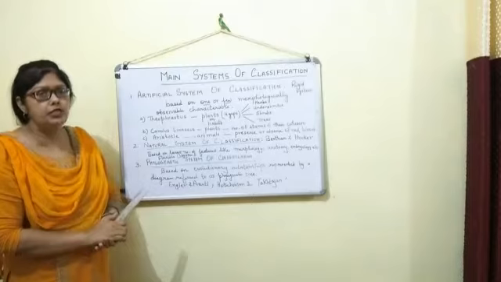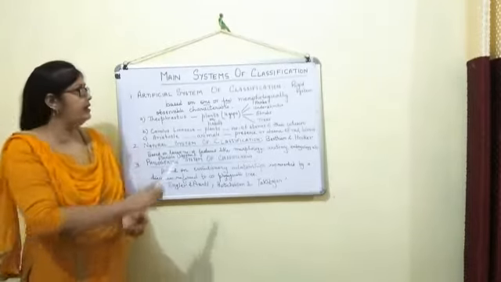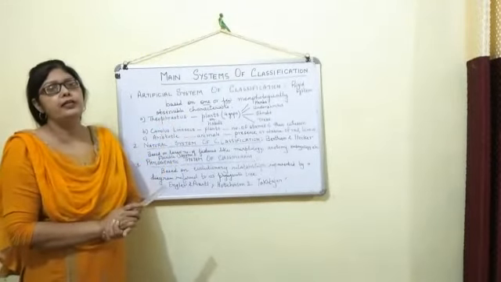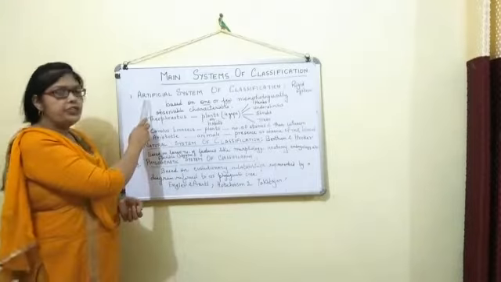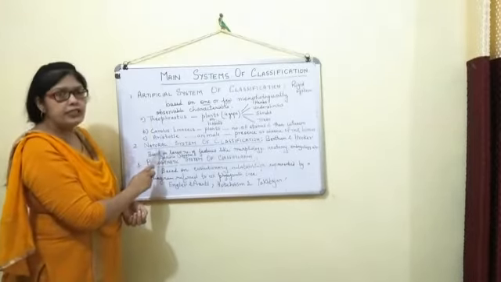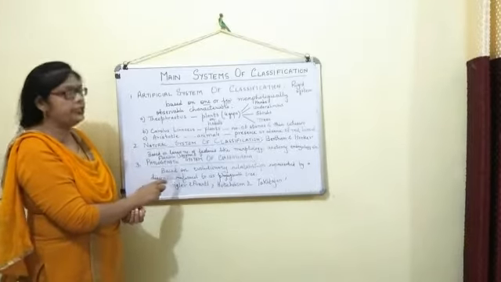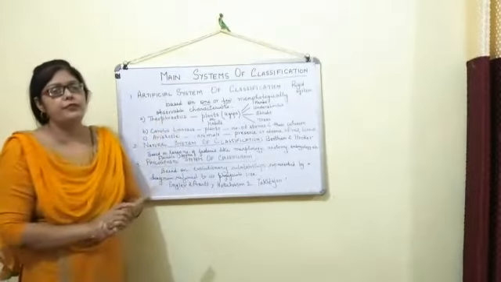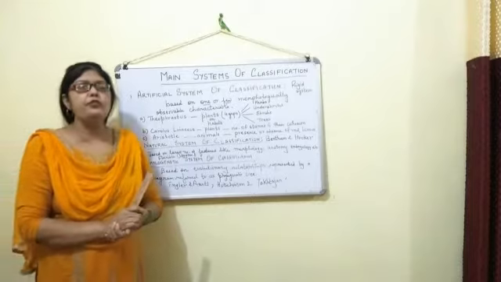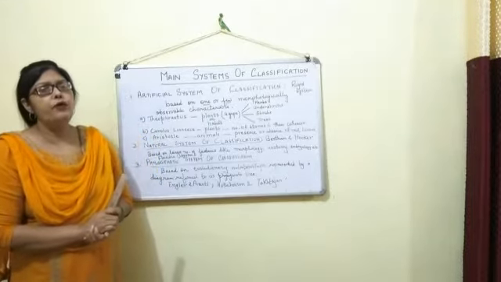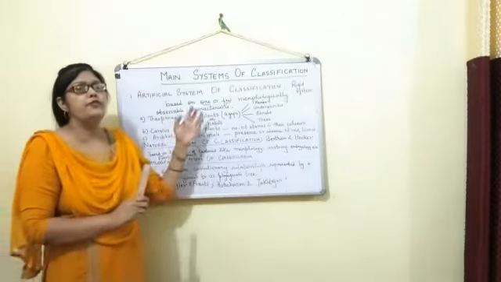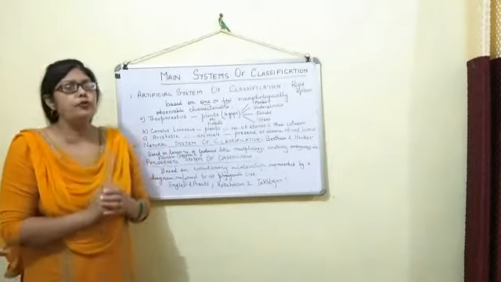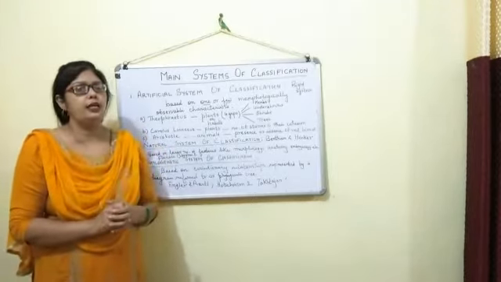Children, now we come to the last topic of the chapter Living World, and that is the main systems of classification. There are three main systems of classification, namely the artificial system of classification, the natural system of classification, and the phylogenetic system of classification. So first is the artificial system of classification. This type of classification was done on the basis of one or few morphologically observable characteristics in the organisms. Only one or few morphologically observable characteristics were taken into account.